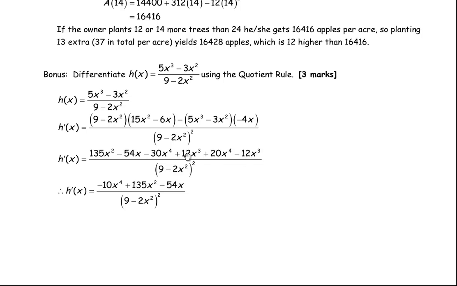Notice that these 12x cubes are opposites. One's positive and one's negative, so we could actually just cross those out. They add to 0. And so I'll write it from highest power to lowest power. And so there's a 20x to the fourth and a negative 30x to the fourth, so they would add to negative 10x to the fourth. And then there's the x squared term. Remember, the x cubes added to 0, so plus 135x squared. And then there's just the minus 54x, and it's over the 9 minus 2x squared, squared. And so that is the derivative using the quotient rule.